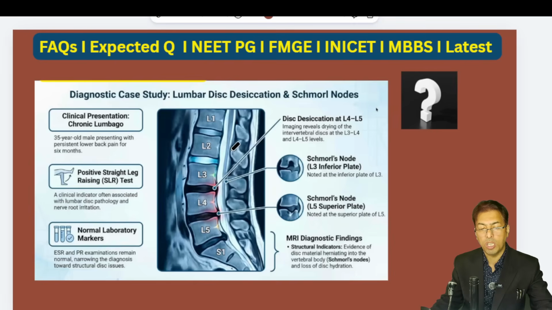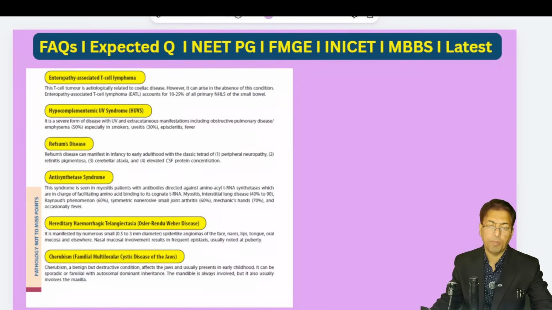So this is a simple question which shows disc desiccation at multiple levels, and you have to remember Schmorl's node, what we mean by Schmorl's node, and the MRI diagnostic findings. This is MRI, and the ability to pick up disc desiccation is what is frequently asked in NEET PG, FMG, INICET.